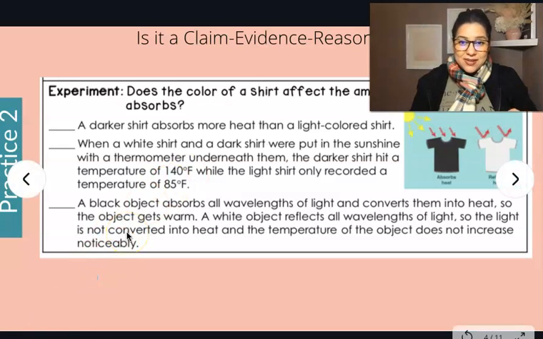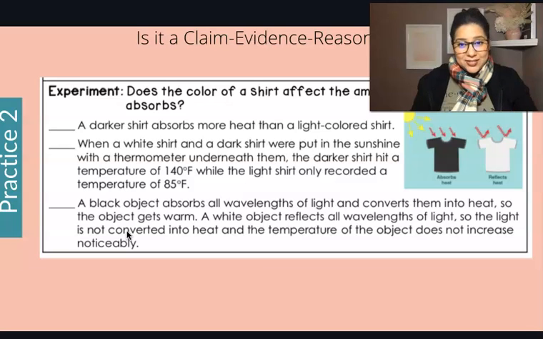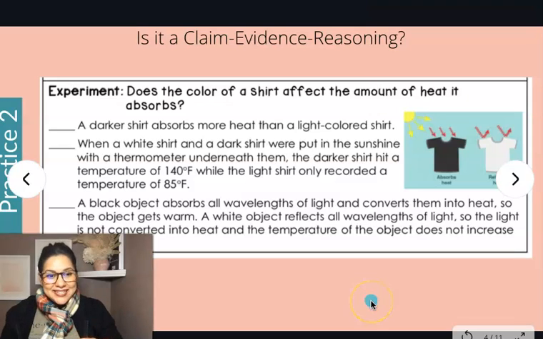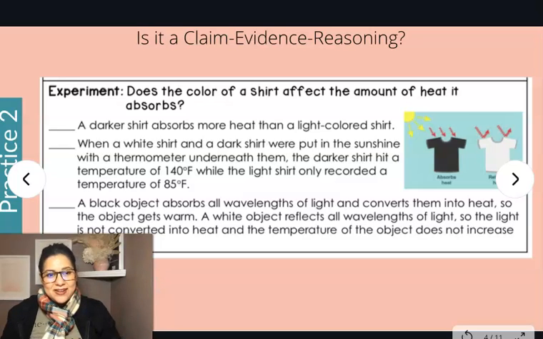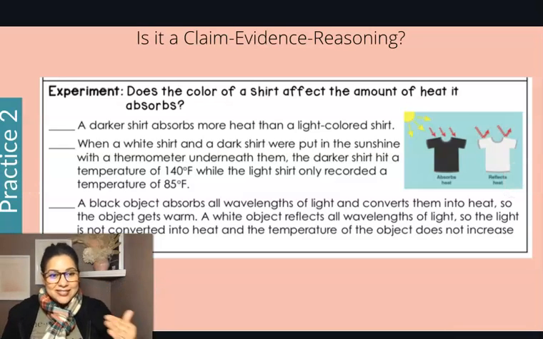Now, the third statement is actually a perfect example of reasoning. It is explaining how the color of the shirts affected how much heat is absorbed. And it discusses wavelengths, right? It's saying that a black object absorbs all wavelengths, and so you're going to have more of that light converted into heat. The opposite is true for white shirts. They actually reflect all wavelengths, so the light is not converted into heat, or not as much light is converted into heat. And that's why the temperature reading is lower. So this is a perfect example of claim, evidence, and reasoning.